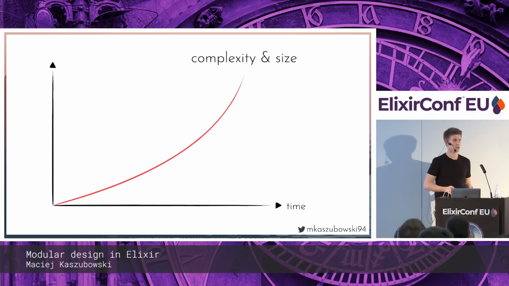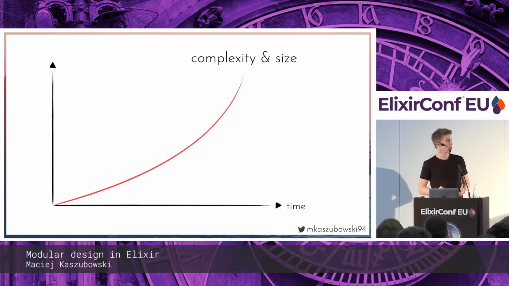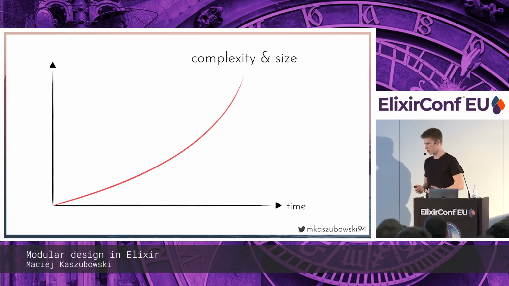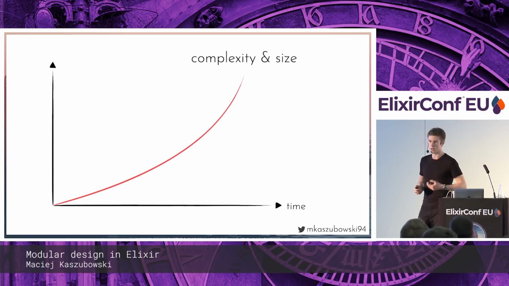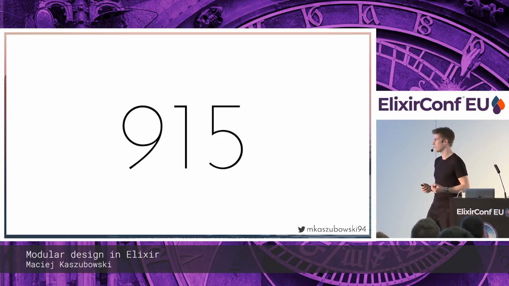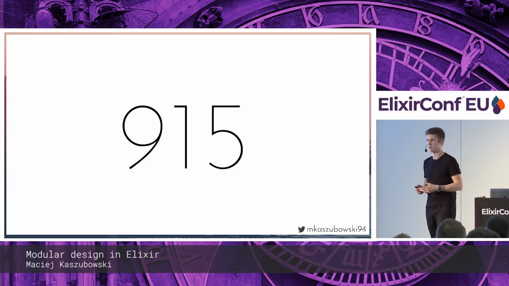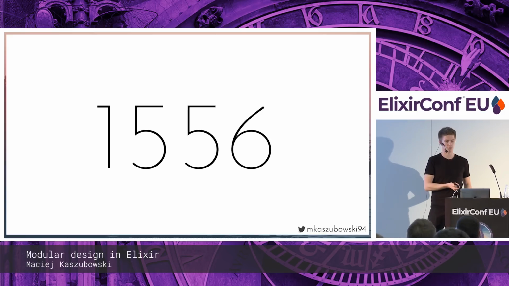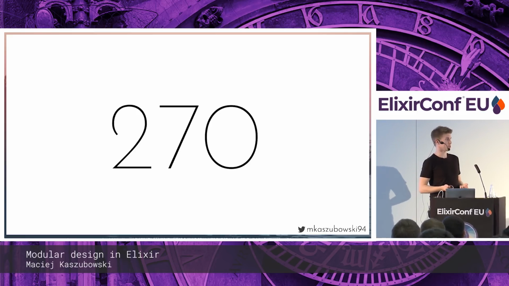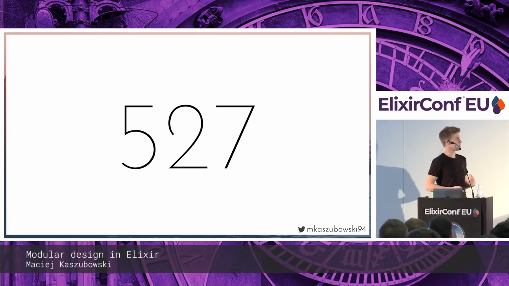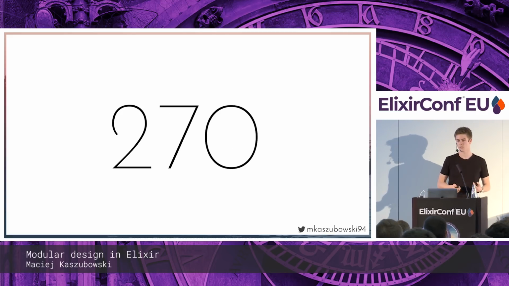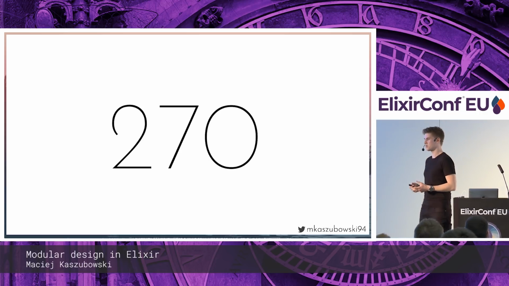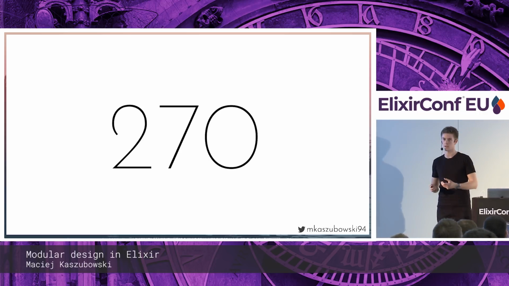But the problem is that as the complexity grows, the size of the system grows as well, and we have to deal with that. So on the project I am currently working on, this is the number of modules that I have, and that's excluding the web directory. In these modules, this is the number of functions. This is the number of dependencies between the modules, and this is the number of database tables. So there's plenty of stuff, plenty of connections between these things.